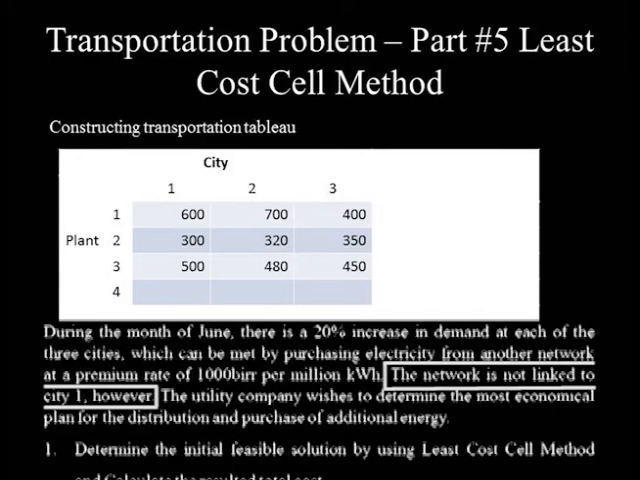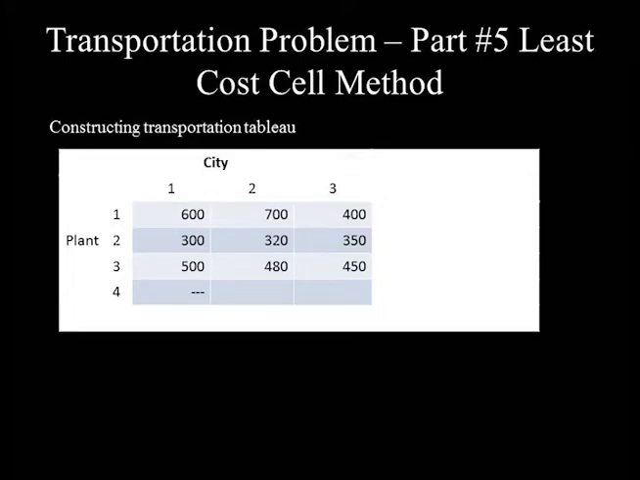As it is mentioned in the problem, the external source is not linked to CT1. Thus, there is no unit cost to be mentioned in the external source to CT1 route. Unit cost for the transport of electricity from the external source to each of CT2 and CT3 is given as 1000 birr. The tableau doesn't yet include supply from each source and demand of each city.